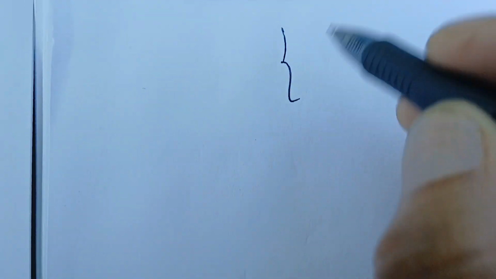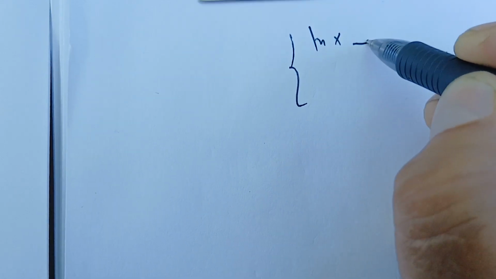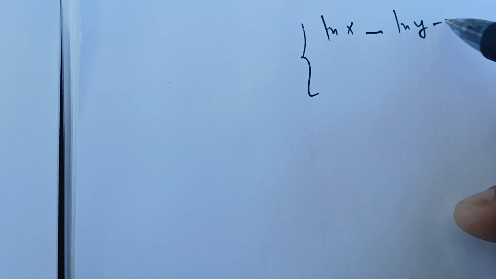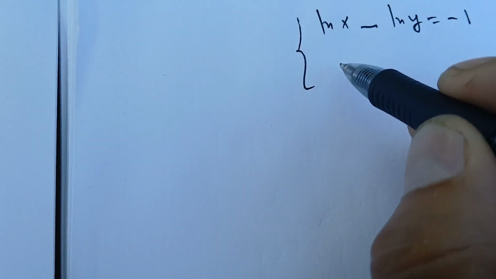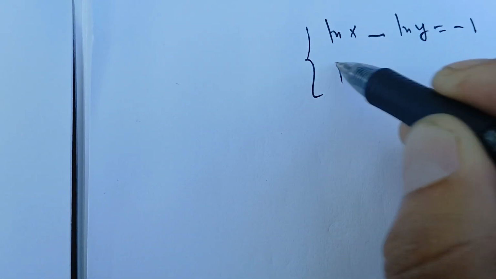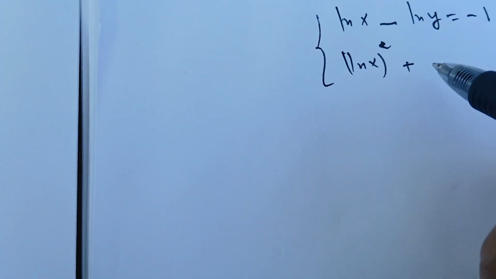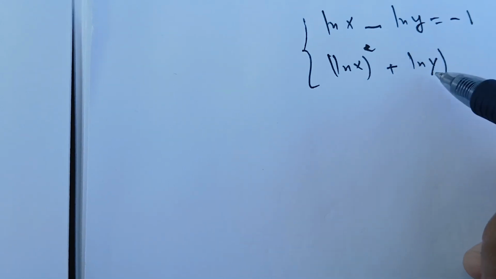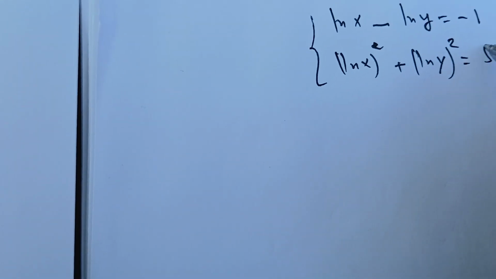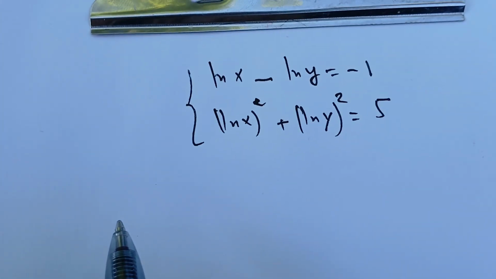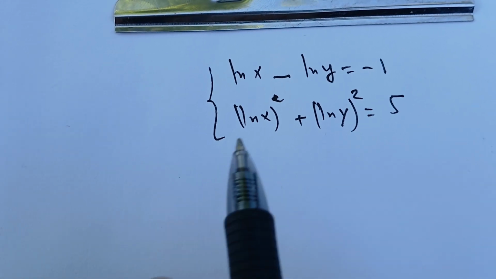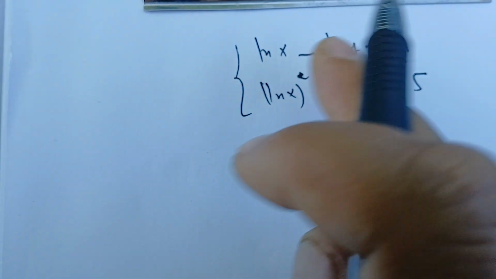Welcome back. The aim of this video is to solve the following system. So we have the natural log of x minus the natural log of y is minus 1. The natural log of x squared plus the natural log of y squared is equal to 5. So our goal here is to find x and y.